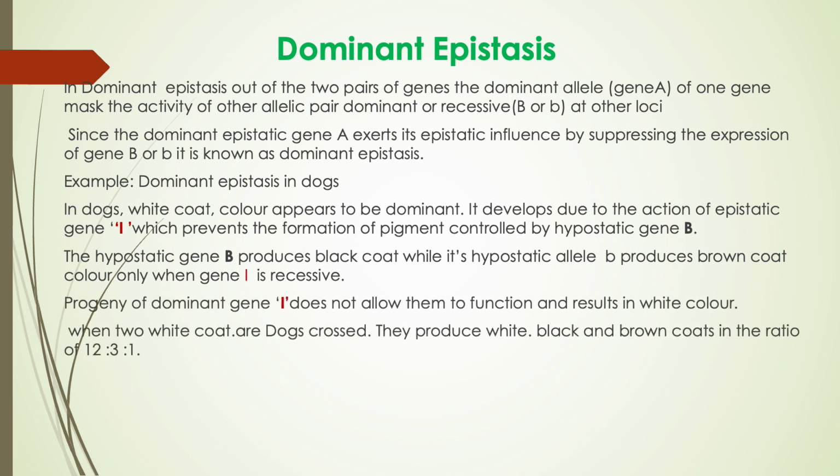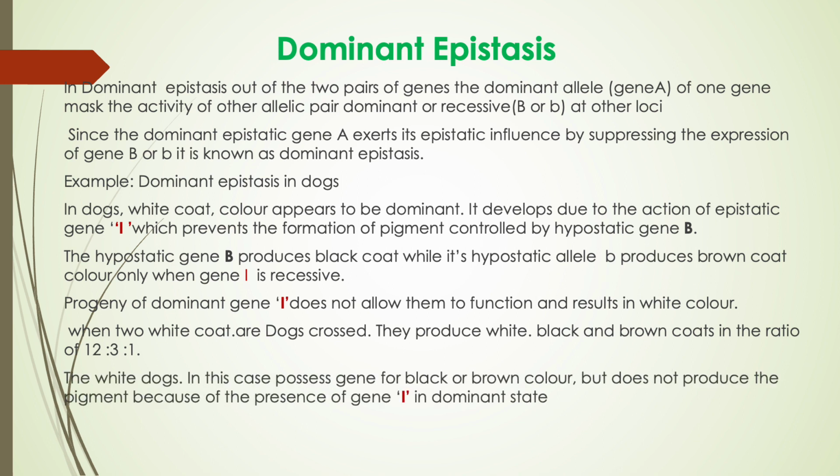So if they have to express the color, the allelic pair which is present should be in the recessive state, then only they can express their color, otherwise they are the hypostatic factors. The epistatic factor masks their expression, so they cannot express their body color. So the progeny of dominant gene I does not allow them to function and it results in white coat color.